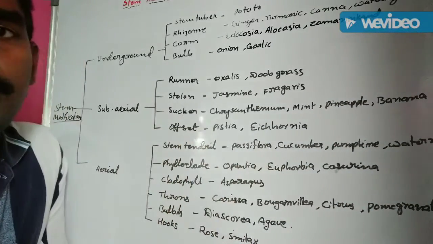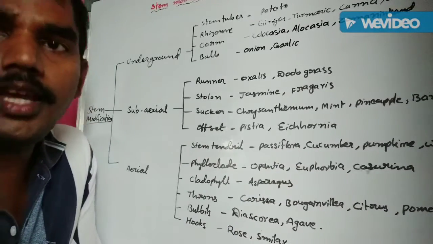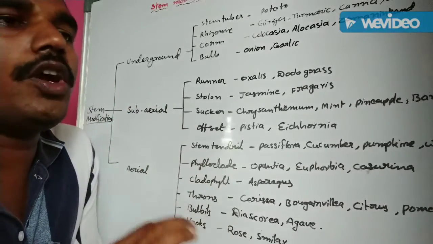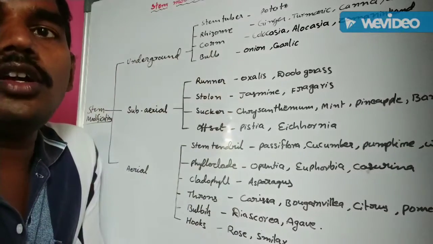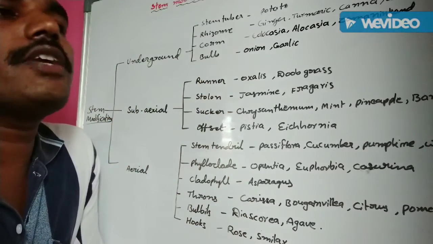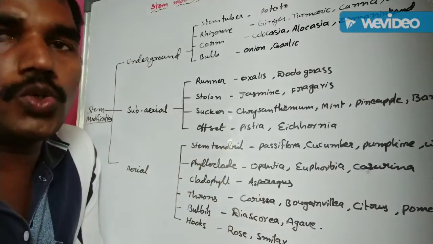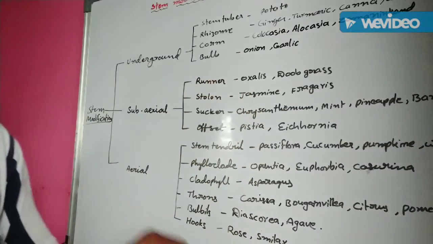Next one, offset. This is especially found in hydrophytes like Pistia and Eichhornia. It has a single internodal length. Above the nodal region, a tuft or rosette of leaves is present. Below the nodal region, a tuft of balancing roots is present. These are the different types of subaerial stem modification.